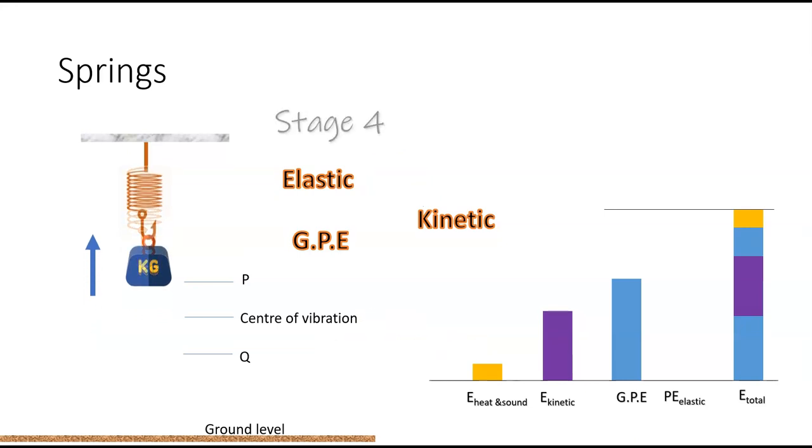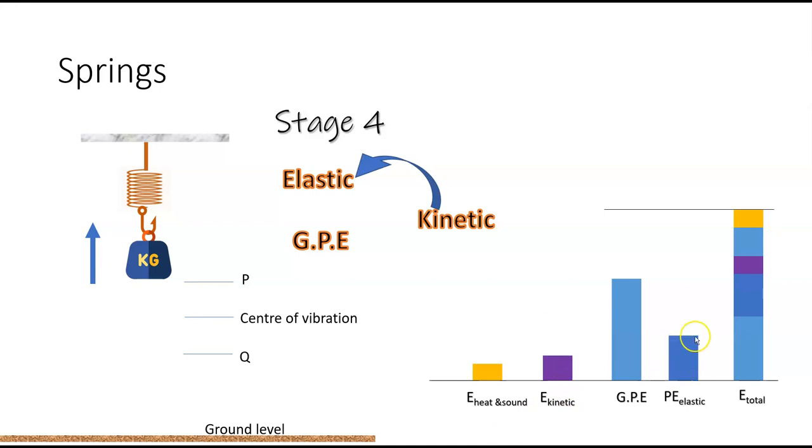As the weight continues to move beyond the center of vibration, we go into stage 4. Now the kinetic energy is converted back to elastic potential energy as the spring gets compressed again. The kinetic energy is also converted to gravitational potential energy as the weight moves higher. At the highest point P, all kinetic energies have been converted and the stored elastic potential energy will again pull the weight downwards, bringing it back into stage 1. These vibration cycles will continue until all energies are lost to the surrounding as heat and sound.